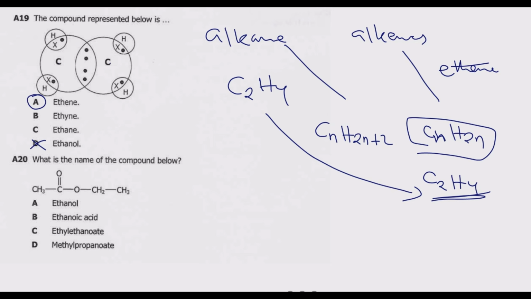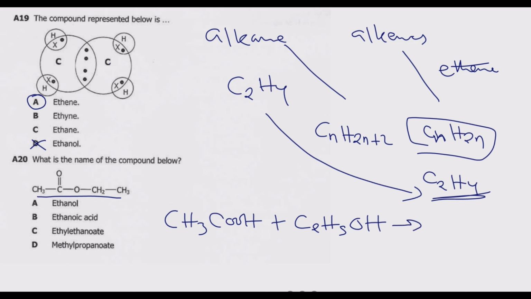We move to question 20. What is the name of the compound below? We have options A through D. We notice that this is an ester made from esterification. It comes from CH3COOH, which is ethanoic acid, and you react it with an alcohol, which is ethanol. What will happen is you will have water and another compound.